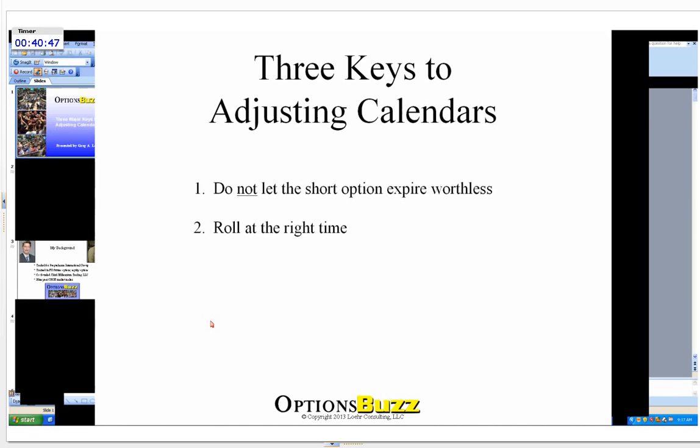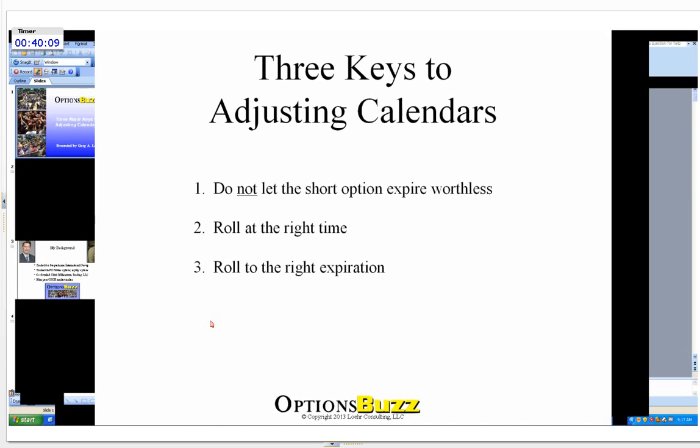And that kind of dovetails into number two, which is you want to learn to roll that short option at the right time. I know that sounds easy, right? Here's the rule. Roll it at the right time. Well, when's the right time? We'll talk about it. I'll show you what to look for. It may take you some time to learn it. It's going to take some experience, but you can learn to roll at the right time. And I'll show you how big of a difference these things can make in your ability to make money trading calendars.